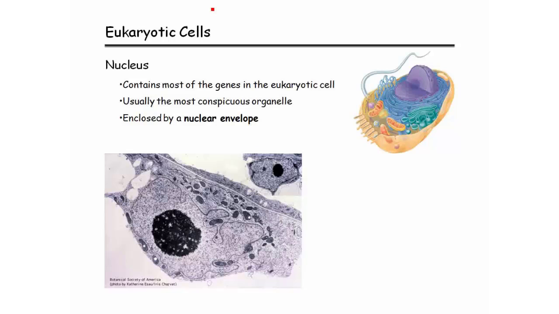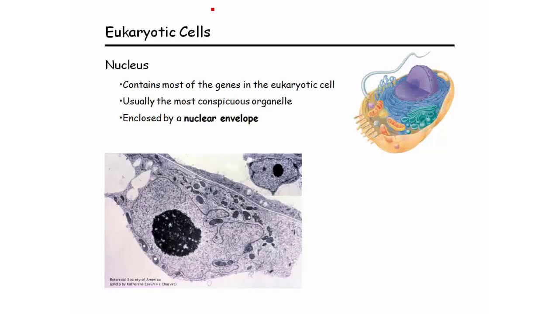The nucleus is, generally speaking, the most conspicuous organelle inside a eukaryotic cell. And what we mean by that is this is usually the largest organelle and it's the easiest one to see. A lot of times if you look at a eukaryotic cell in a microscope, you can see the nucleus without even really having to stain the cell if you properly adjust the light.